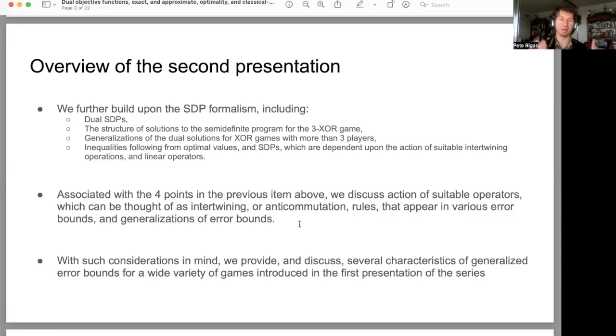Altogether, with such considerations in mind, we provide and discuss several characteristics of the generalized error bounds for a wide variety of games that were introduced in the first presentation of the series. This is just a recap and a general discussion of where the second presentation was going, in terms of adding more characteristics to our intuition and formalism for the semi-definite program and the notion of duality, and how that relates to the multiplayer XOR games and strong parallel repetition variants of the XOR and FFL games.